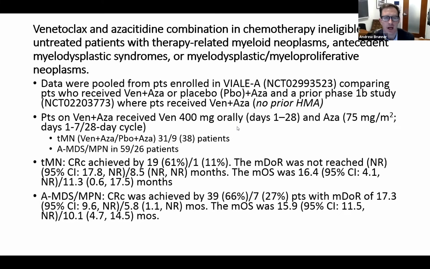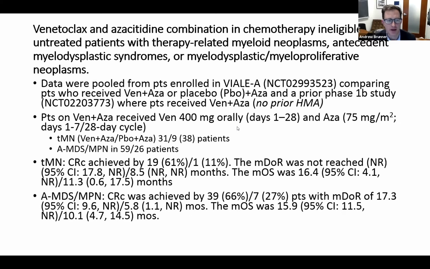We know that patients who had a prior MDS or that got their leukemia from therapy have historically done worse than patients who do not have that history. But it was not known whether those patients would have the same benefit from the combination. And so in this study, we see that there was a higher response rate in patients both with therapy-related disease, as well as patients who had a prior MDS or MPN.